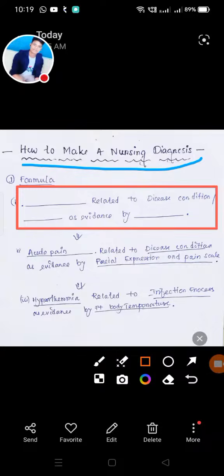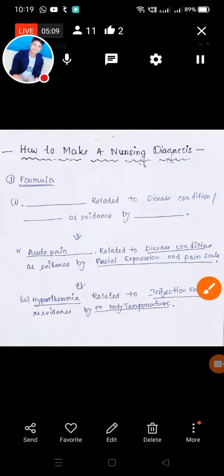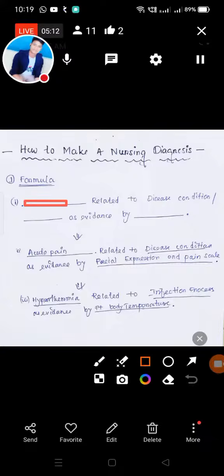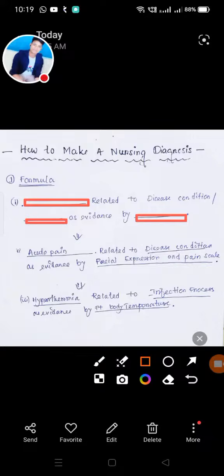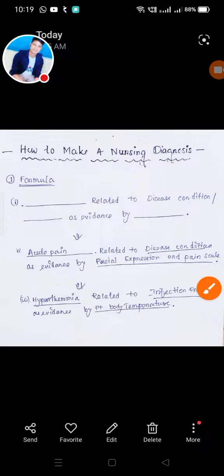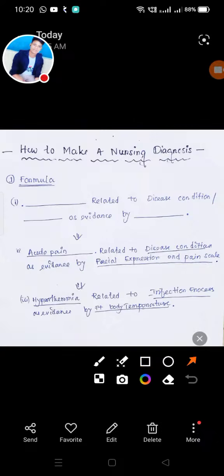This is the formula you can use anywhere: dash related to disease condition, dash evidenced by dash. If you fill these 3 dashes, you can make a nursing diagnosis for any sign and symptoms. I am going to fill them in and show you how to do it in the easiest way.